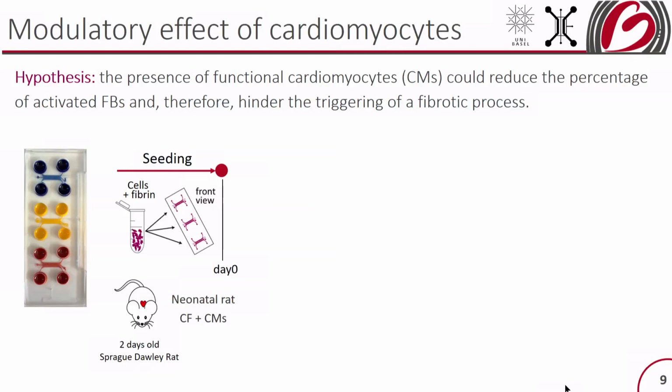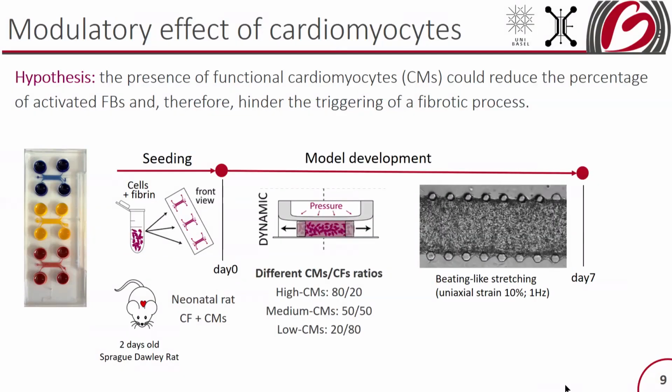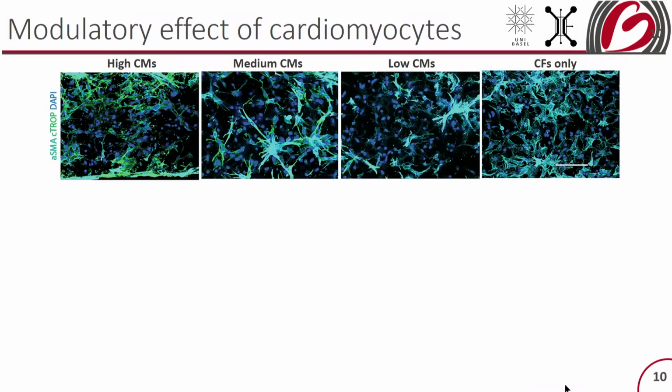another important cell population found in the heart, cardiomyocytes. Can the presence of functional cardiomyocytes somehow reduce the percentage of activated fibroblasts and so prevent the formation of a fibrotic setup? And still in a neonatal rat model, we now investigated the effect of different ratios of cardiomyocytes and cardiac fibroblasts when applying mechanical stimulation. And we did a lot of study on this.